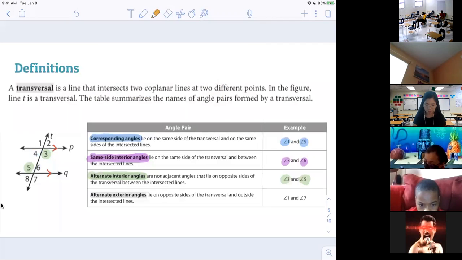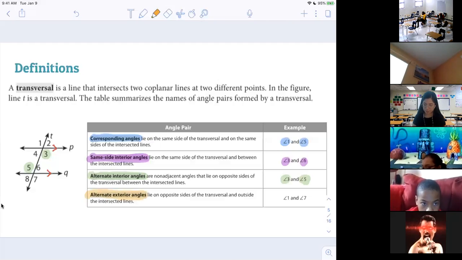And then finally, we have alternate exterior angles. So again, it's kind of telling you, if it's exterior, that means it's going to be outside of P and Q. And since they're alternate, they're going to be on opposite sides. So who would like to read this final definition for us? Perla, go ahead. Alternate exterior angles lie on opposite sides of the transversal and outside the intersected lines.